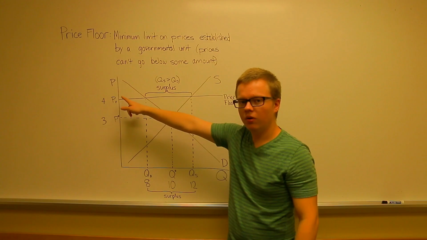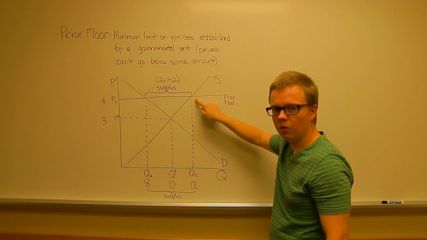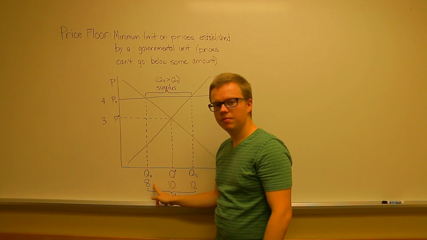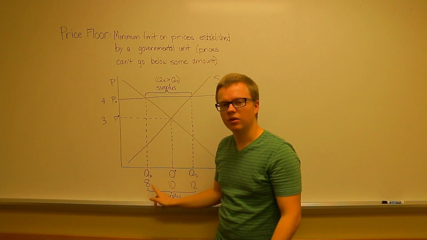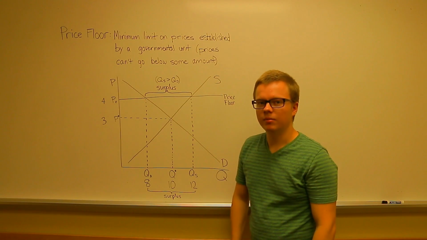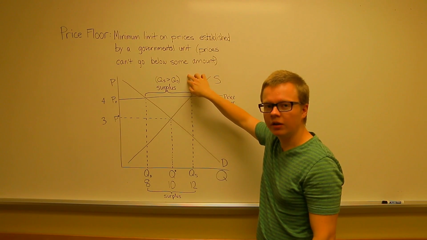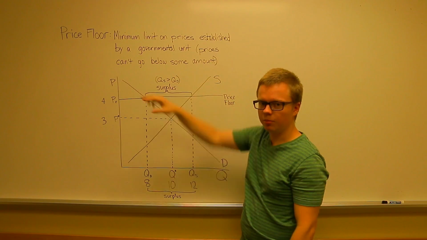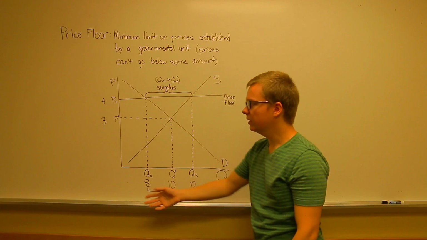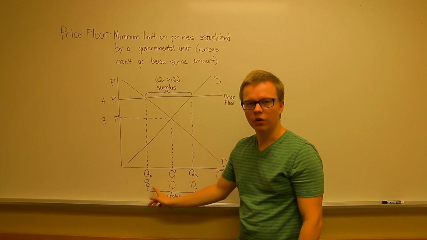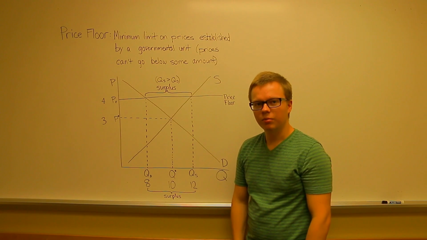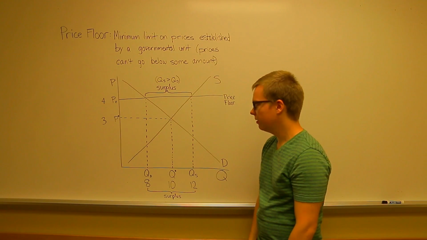So with this price floor of 4, we have quantity supplied is 12, our quantity demanded is 8, and what that tells you is that there is extra units in supply that people are not demanding. So quantity supplied is greater than quantity demanded, and that causes a surplus, which is this gap here between quantity supplied and quantity demanded. So in this example, the surplus is 4 units. It's 12 minus 8. So that's what a price floor is and what it looks like on a graph.